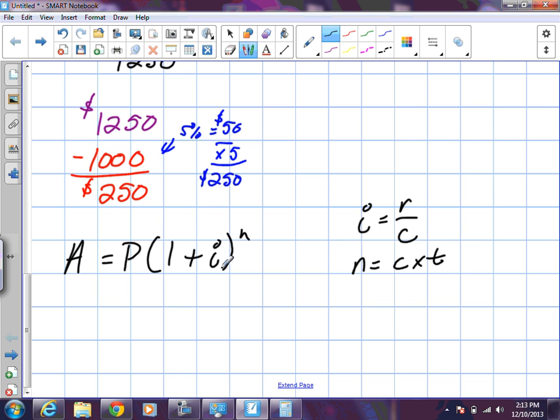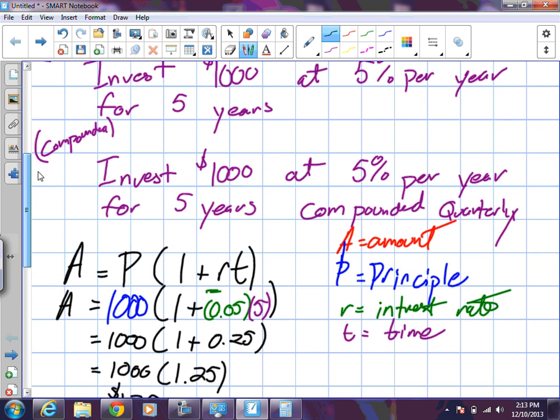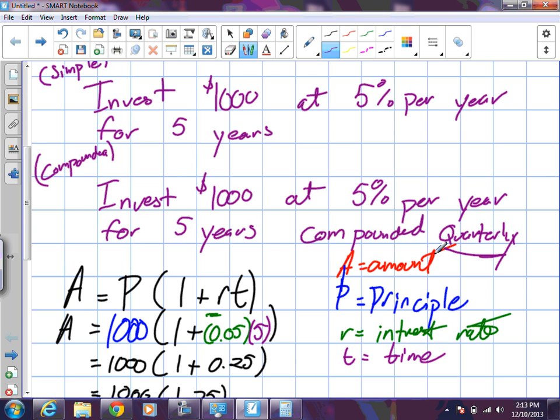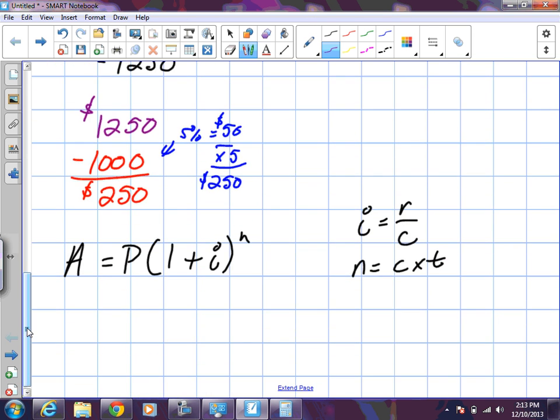So we have to go back up and look at what we were talking about. If you recall, we said we had a compound period quarterly. How many times does quarterly happen per year? 4. And we know we're dealing with years because they said we wanted to invest for 5 years, right? So our quarterly means the value of 4. So our C is the value of 4.